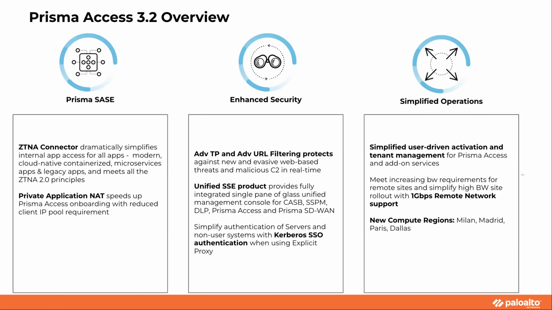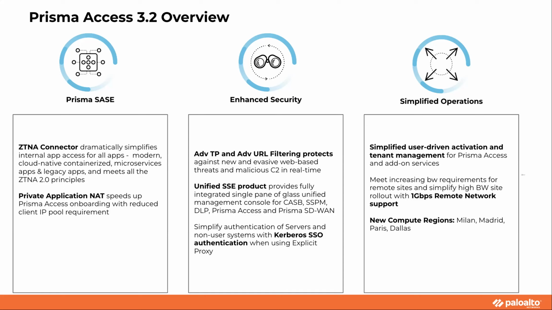What are the core security innovations that we're bringing to market with Prisma Access 3.2? And finally, simplified operations. This is one of the innovation areas where we are driving towards making it extremely simple for users to adopt and use Prisma Access and all its innovative features. This will cover location, geographic expansions, and activating the service in general.